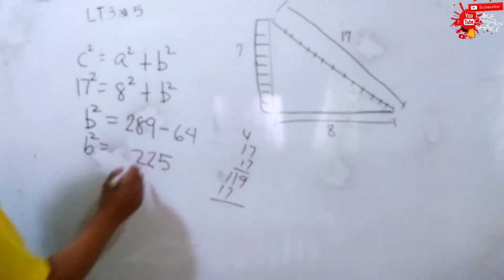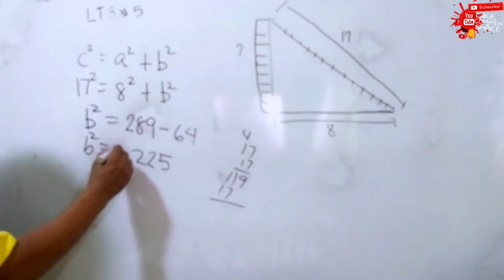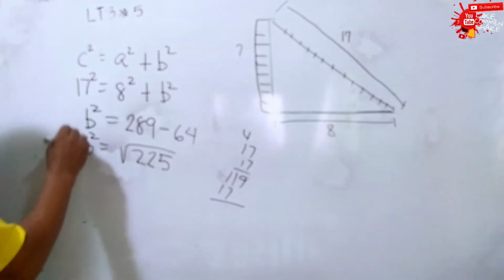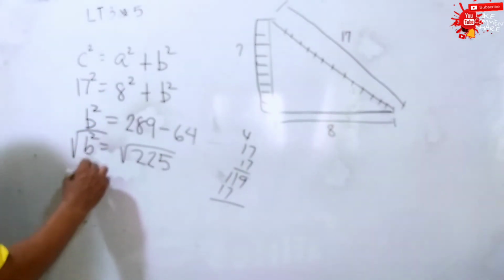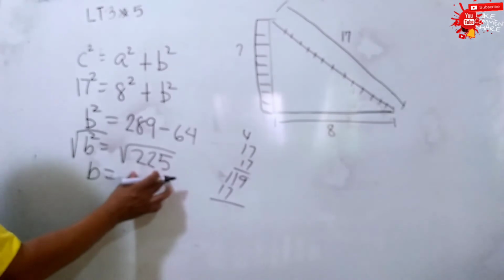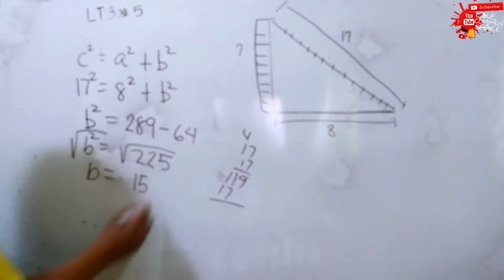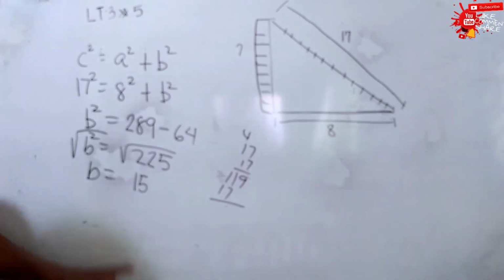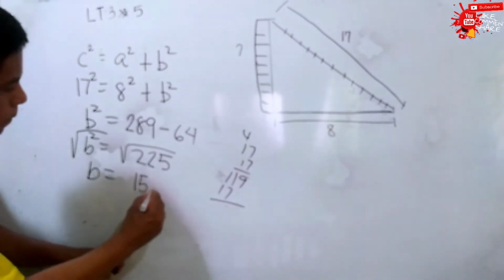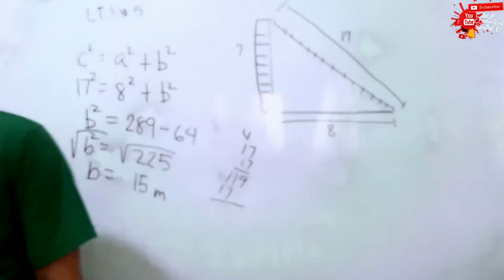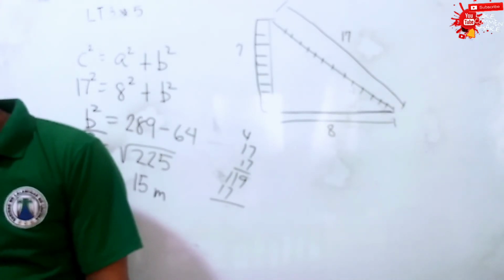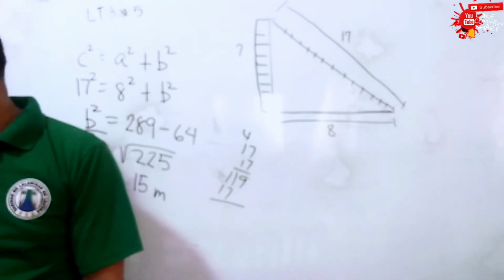Bring down 2. So, get the square root of 225. The square root of B squared, so that is B. And the square root of 225, that is 15. So, ito yung sagot natin. So, 15 meters is the ladder width.